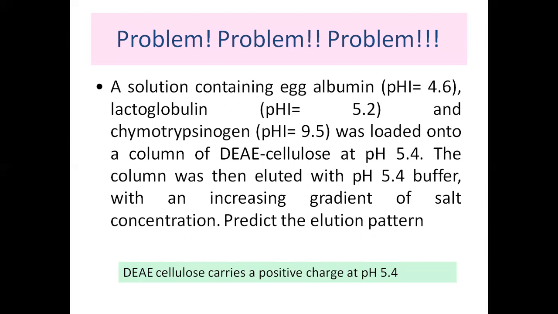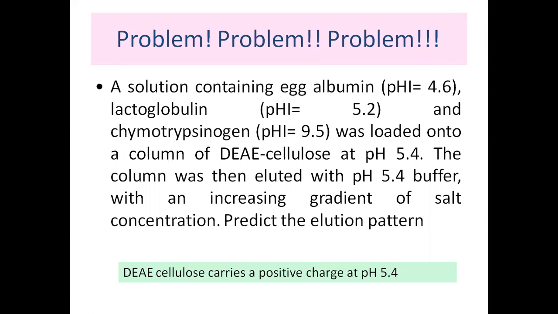So how will you think about this? Can anybody tell me, or shall I tell you? See, DEAE cellulose, I have written down here that DEAE cellulose has a positive charge at pH 5.4. See, it is a positively charged resin, and therefore it will be able to bind negatively charged proteins.